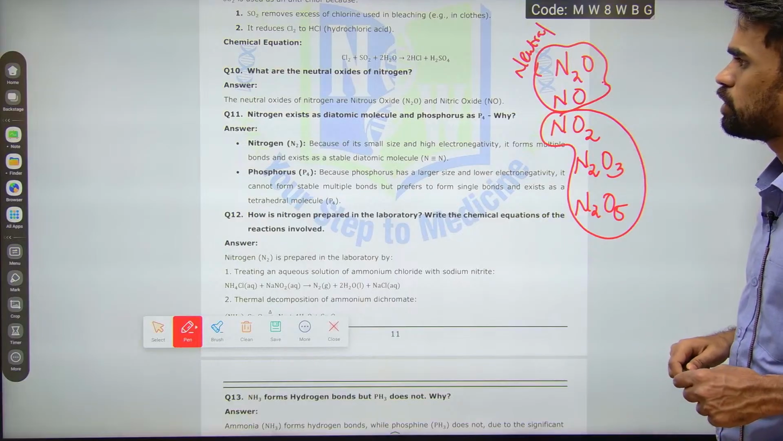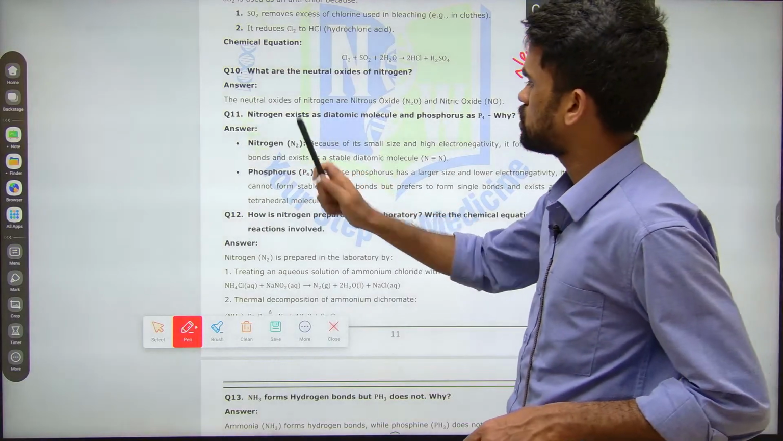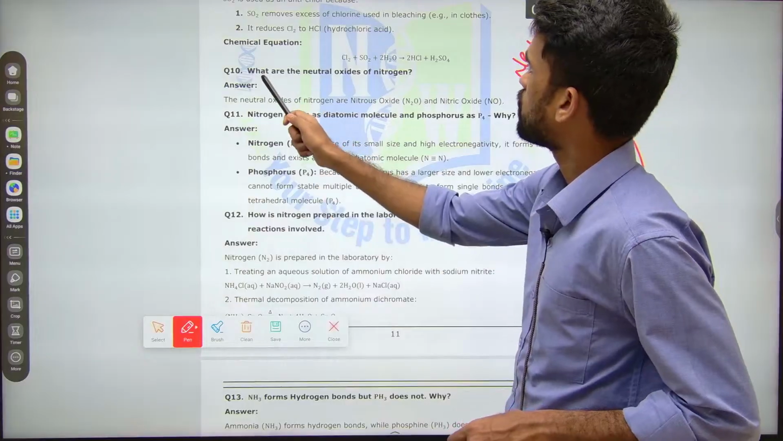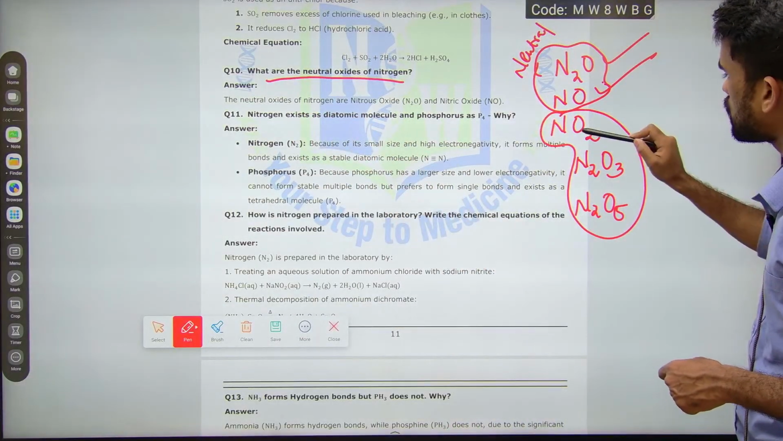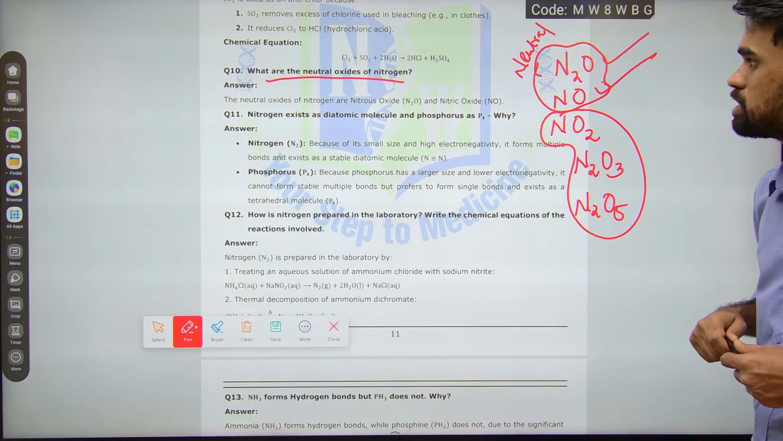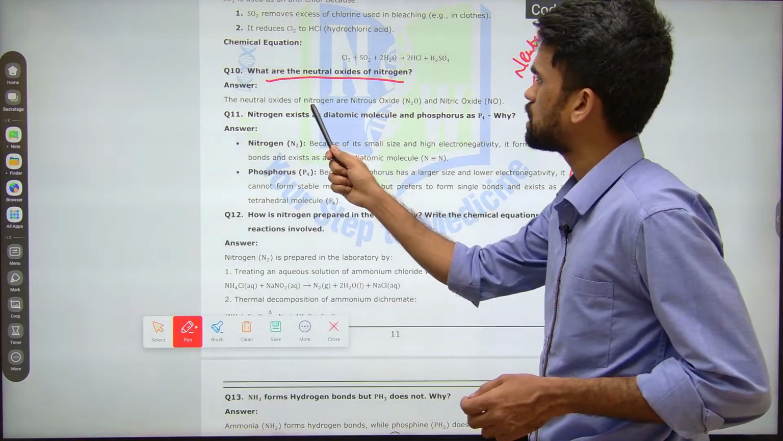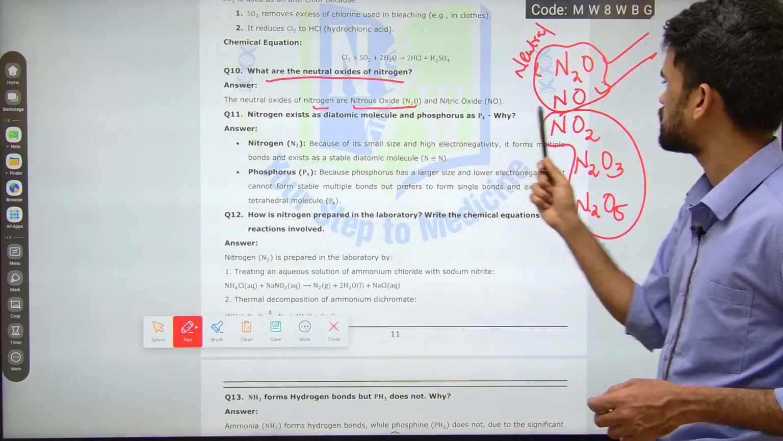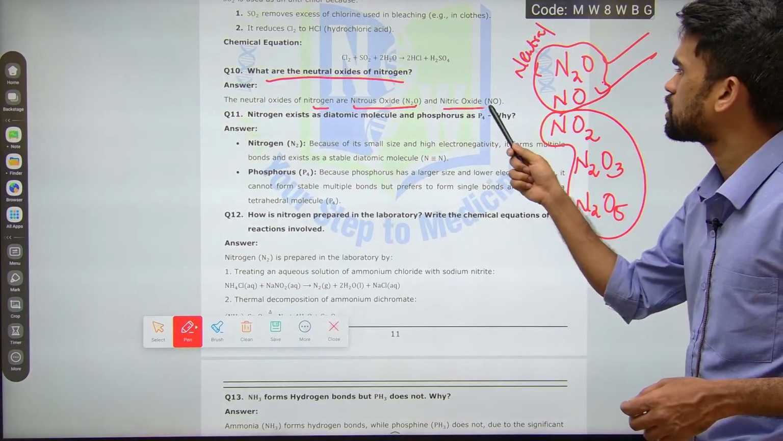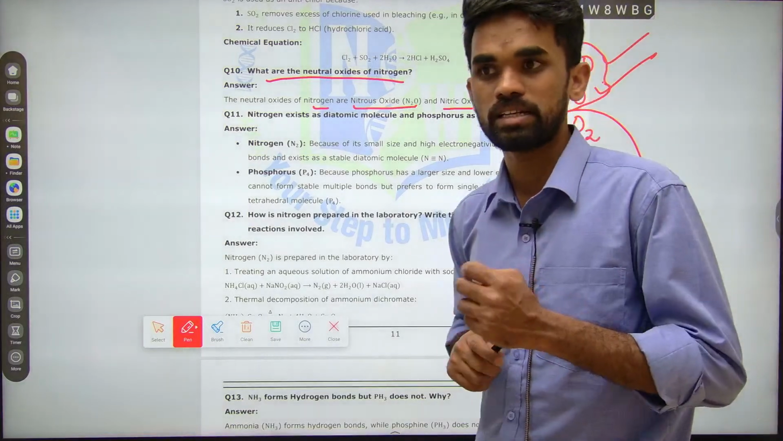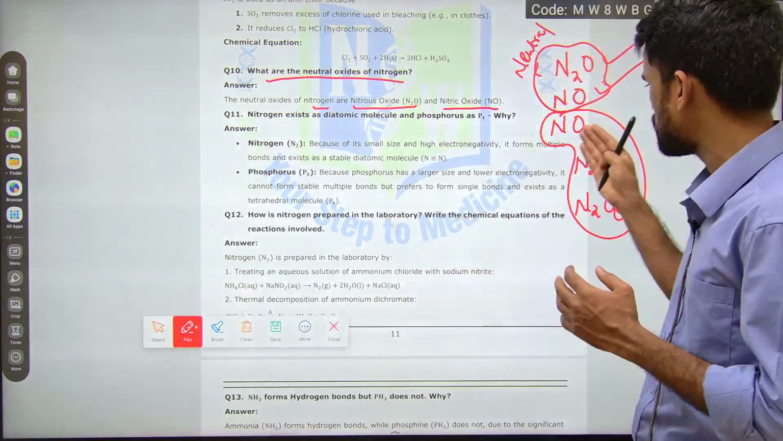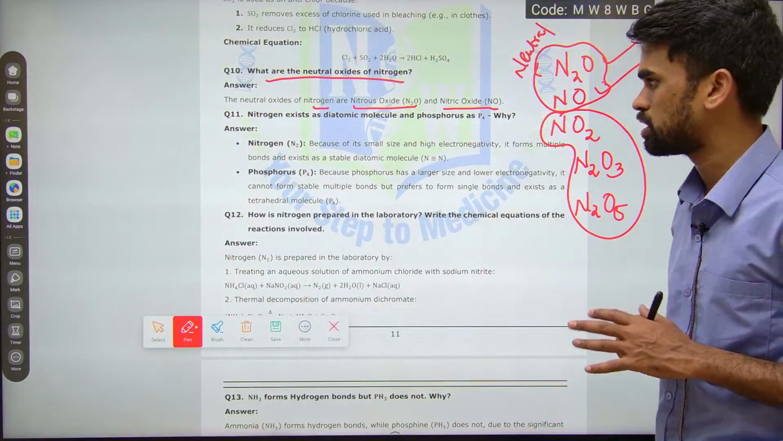Okay, so now what are the neutral oxides of nitrogen? See, only these first 2 oxides are neutral, remaining all of them are acidic oxides. So the neutral oxides of nitrogen are nitrous oxide, that is N2O, and nitric oxide, that is NO. Okay, N2O and NO are the only 2 neutral oxides. Remaining all other oxides are acidic for the nitrogen atom. Okay, remember this.